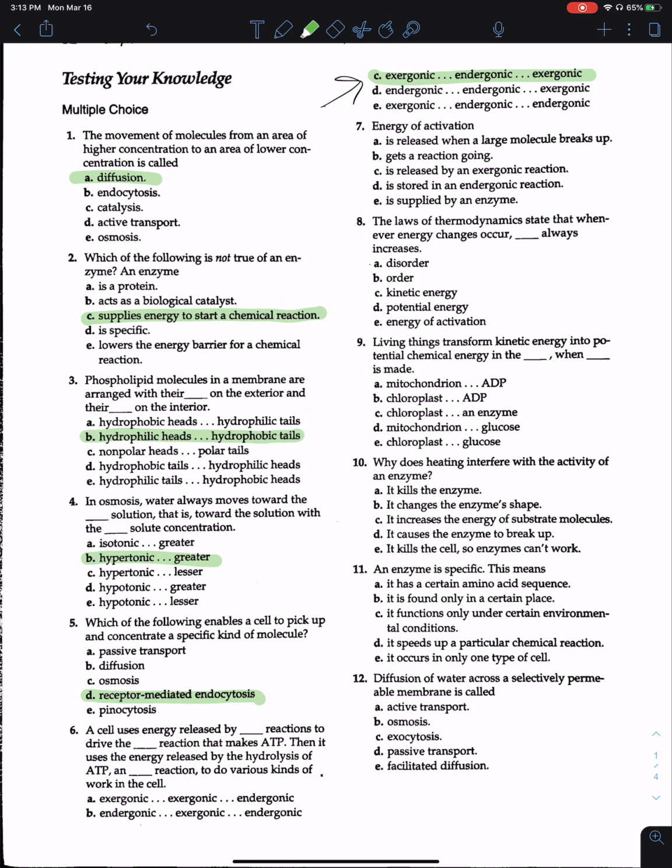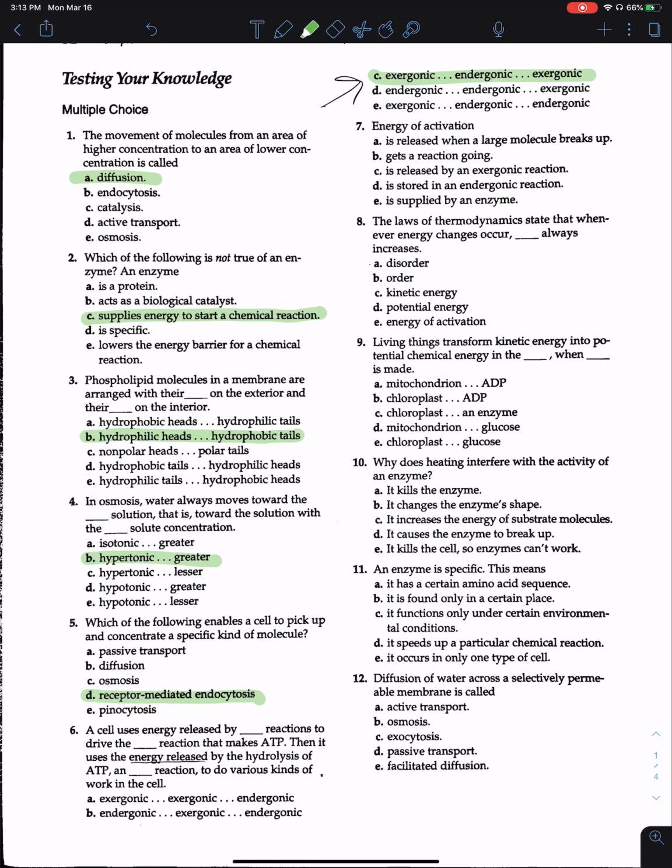In any case, then it uses the energy released by the hydrolysis of ATP and the answer is exergonic reaction, because there's just kind of a big hint here in the question. It says energy released, right? That's going to be referring, of course, to exergonic reactions. Moving on to number 7.